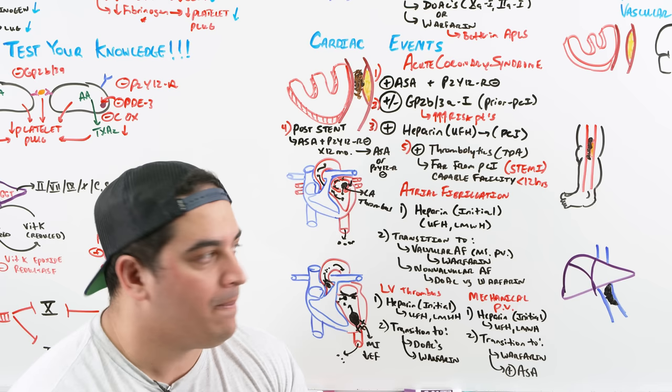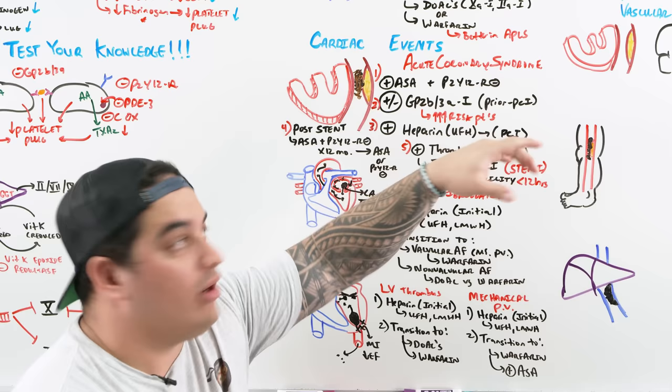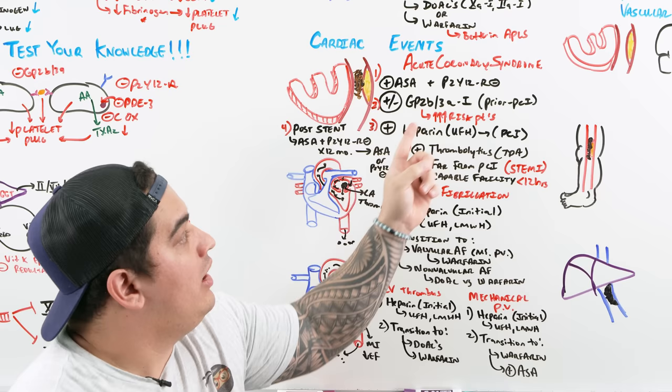Okay. So acute coronary syndrome: antiplatelets, aspirin, a P2Y12 receptor inhibitor, load them up with that first. If they're at a PCI capable facility and they're high risk, a GP2B3A inhibitor. If they're at a PCI capable facility and they're going to PCI, give them a heparin load and then start them on that infusion.